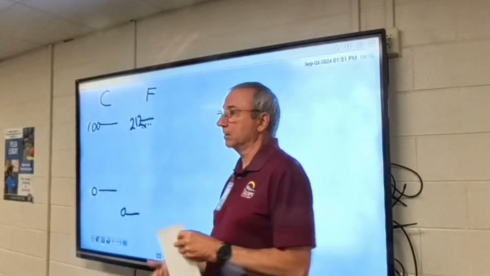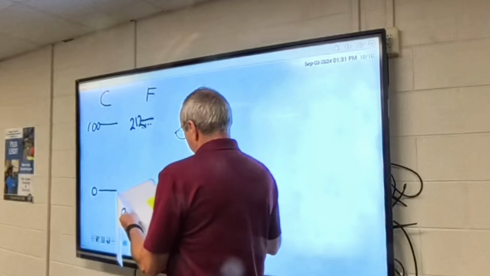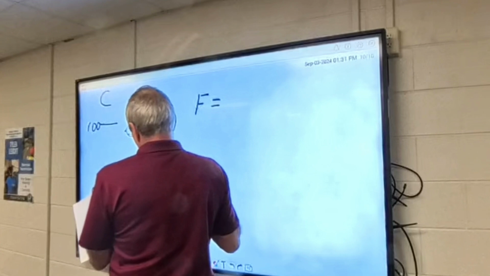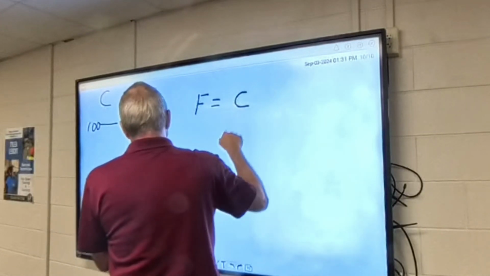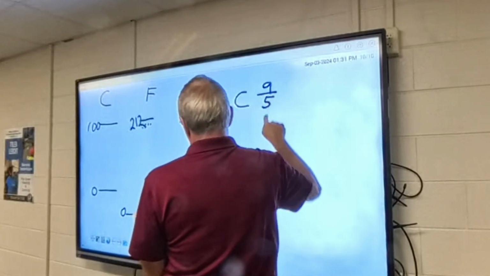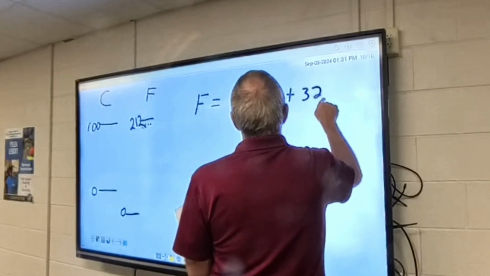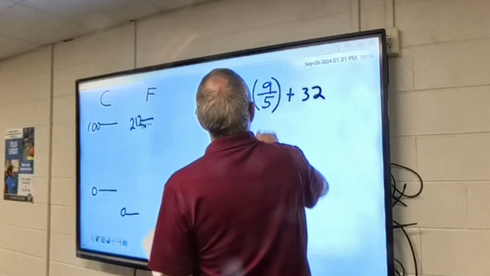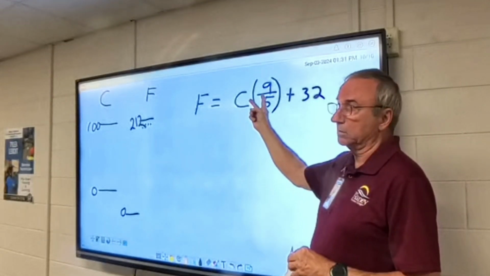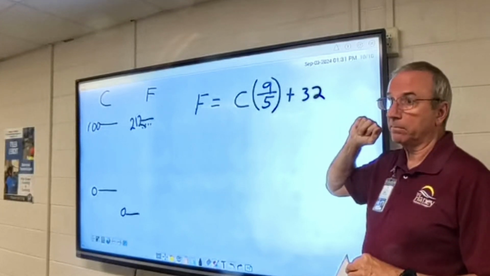So you need your formula, and this should be the same everywhere. Fahrenheit equals C, that's centigrade, times 9/5, which is 1.8, plus 32. I'll put this in parentheses. Okay, order of operations, what do you do first? You've got to multiply these and then add that, and you'll get the answer. Remind them of the order of operations.